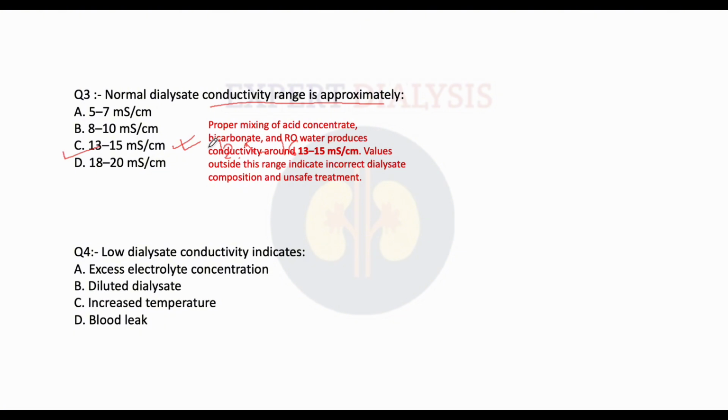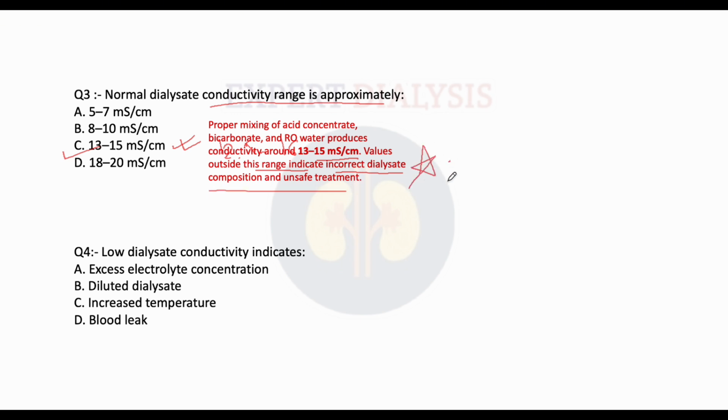Here, proper mixing of acid concentrate, bicarbonate and RO water produces conductivity around 13 to 15 millisiemens per centimeter. Values outside this range indicate incorrect dialysate composition and are unsafe for treatment.